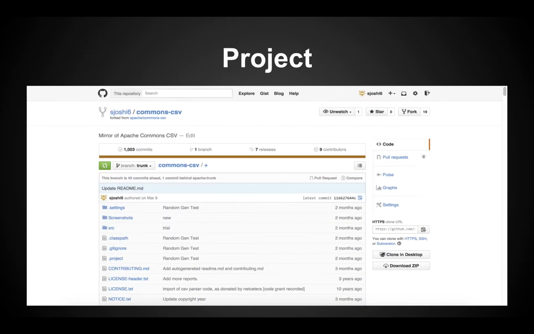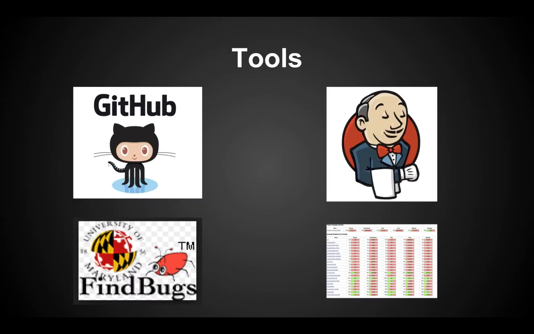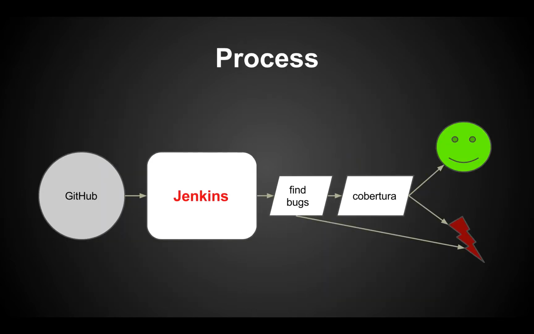It is an Apache Commons project, as you can see on the screen. We have used GitHub, Jenkins, Findbugs, and Cobertura for these milestones. The process that we are following starts with GitHub. Whenever a developer commits something to GitHub, a Jenkins job gets triggered.